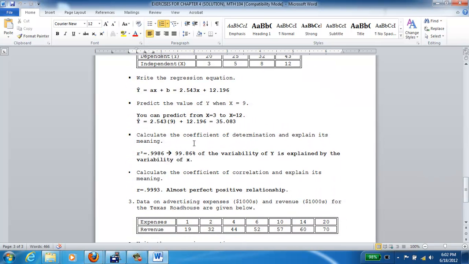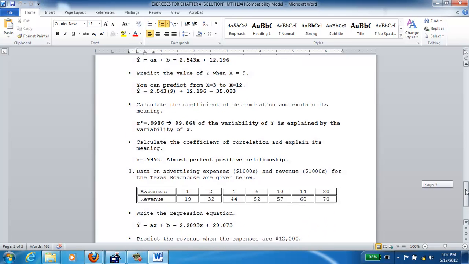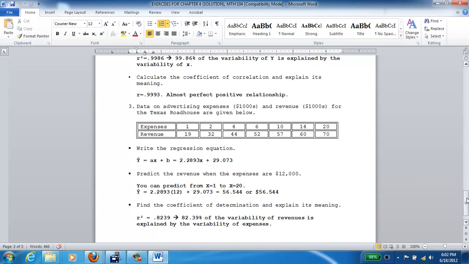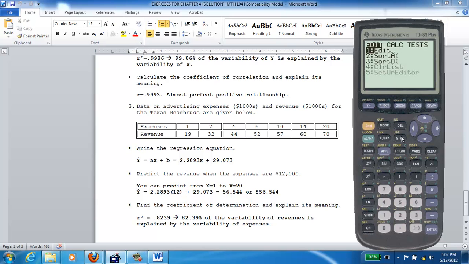Then the coefficient of determination is 0.9986. And this is the explanation, and the correlation coefficient is 0.9993, almost perfect positive relationship. Now let's go to see problem number 3, and I will do also number 3 by using the graphing calculator. You go to Stat, you go to Edit, where you can eliminate your data, click Delete. And the same thing for the second variable.